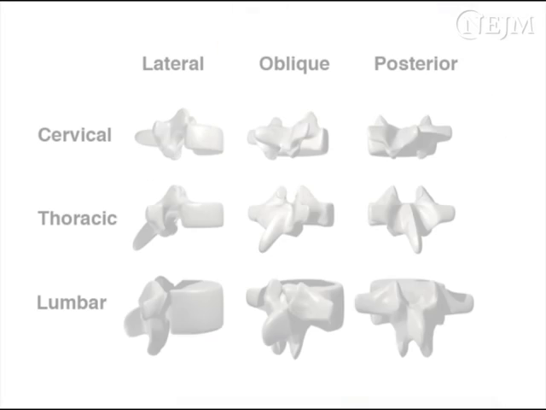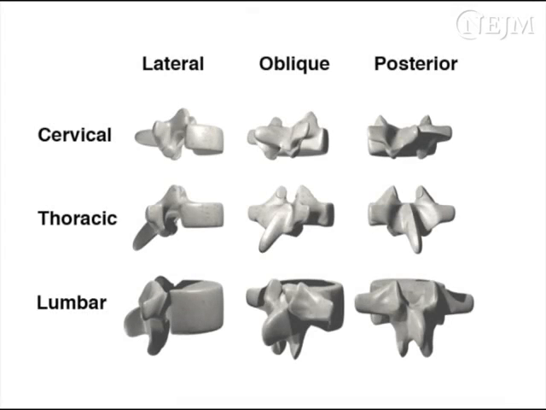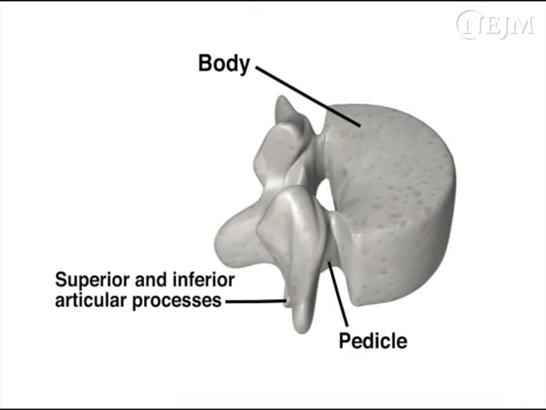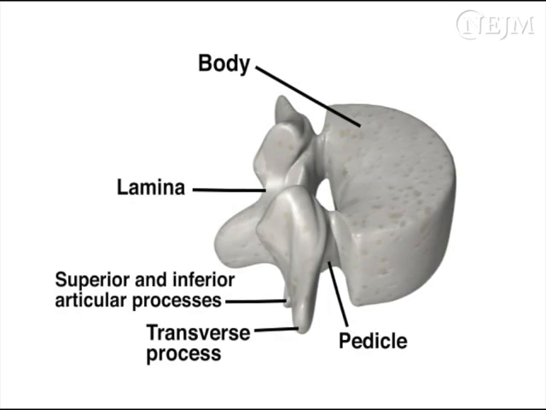It is also important to understand vertebral anatomy, as you may also encounter bony structures with the epidural needle. A vertebra consists of the body, the pedicles, the superior and inferior articular processes, the laminae, the transverse processes, and the spinous process.